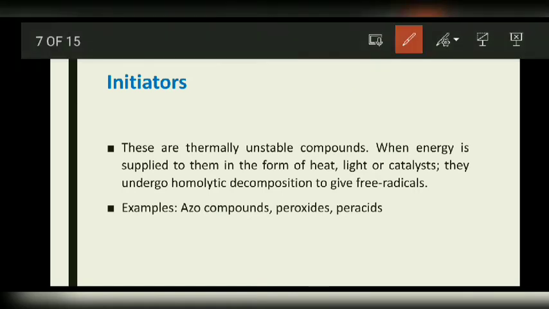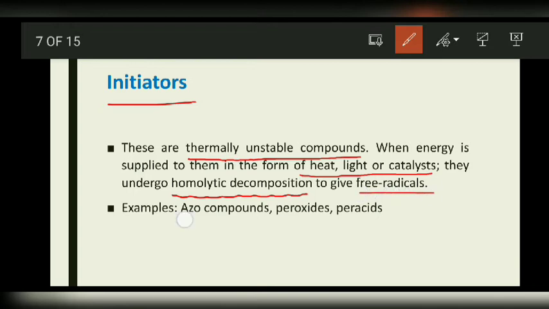Then how do we get these free radicals? These free radicals are obtained from initiators. These initiators are thermally unstable compounds. When we supply energy to these compounds in the form of heat, light, or catalysts, they undergo homolytic decomposition to give free radicals. Compounds such as azo compounds, peroxides, peracids, etc. are mainly used as initiators.